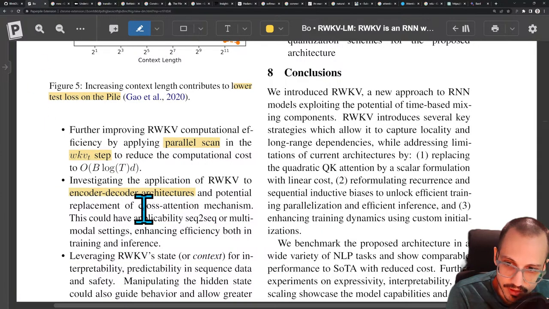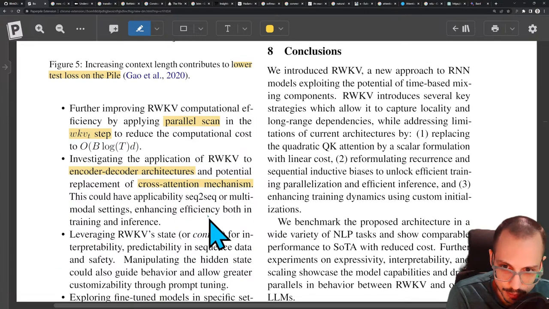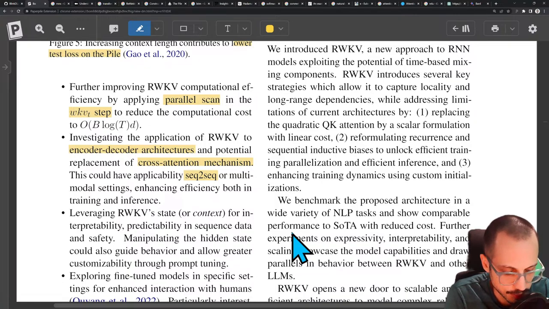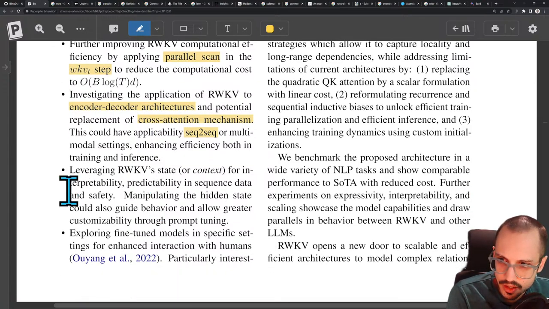This little section here is what's called cross attention. So here they're saying, hey, is there some way to get rid of this cross attention? Or could we figure out a way to do an RWKV that has this kind of cross attention encoder-decoder style? If you can do that, once you have encoder-decoder, now you can do different tasks such as sequence to sequence or multimodal or whatever you want, right? The way that this is written right now, it's basically just predicting the next token. It's like an RNN. It's great. You can use RNNs for all kinds of things, but for example, translating wouldn't really work. You would need an encoder-decoder to do translation. Leveraging RWKV state or context for interpretability, predictability, and sequence data and safety.